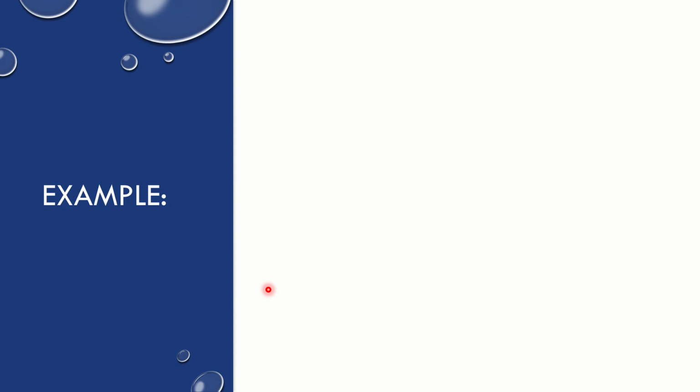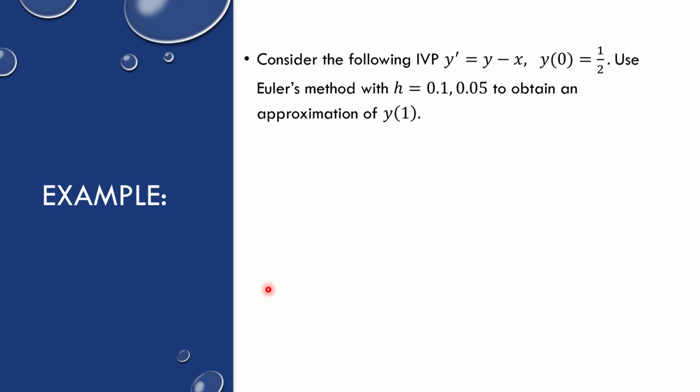Okay, let's do an example for it. Let's suppose we have a simple IVP, that is y dash equals y minus x with initial condition x equal to 0, then y is 1 by 2. Let's do that by using Euler method by taking different values of h. h is 0.1 and then we have h equal to 0.05, and we need to approximate this value y of 1.